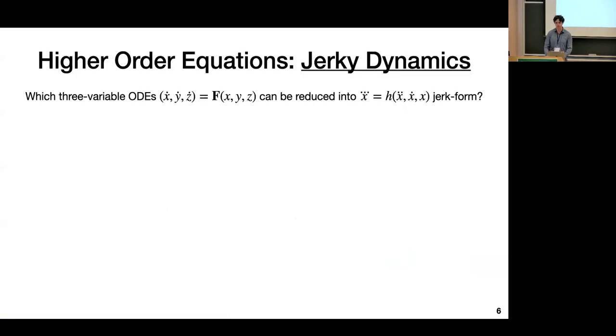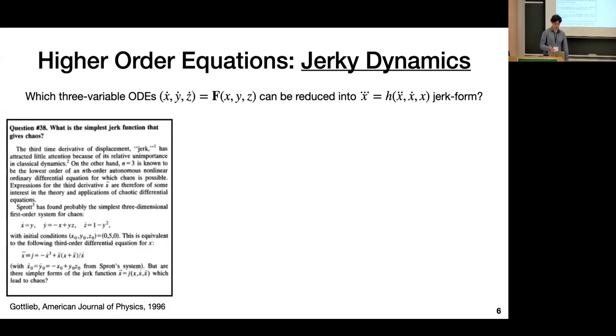This actually started with investigations in the 90s where people were interested in ways to rewrite three-variable chaotic systems in a higher order form. There was essentially this question posed by Gottlieb in the American Journal of Physics, where he took a chaotic three-variable model from one of Sprott's earlier papers and noticed that through some simple algebraic manipulations, you could arrive at a third-order model just in X, which, if you have good eyesight, you can see actually has a rational form on the right-hand side.